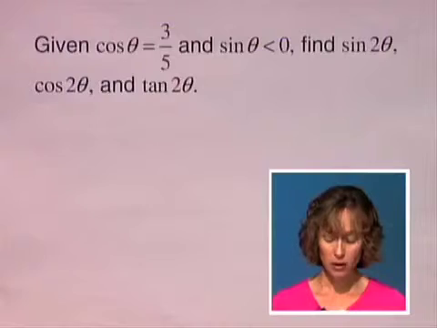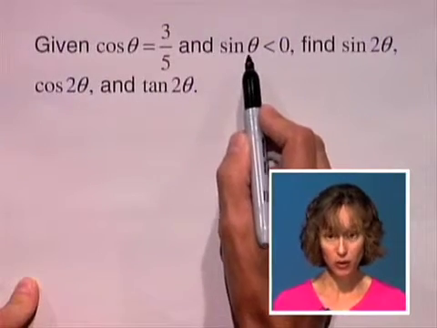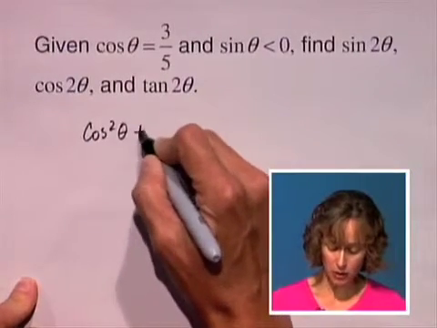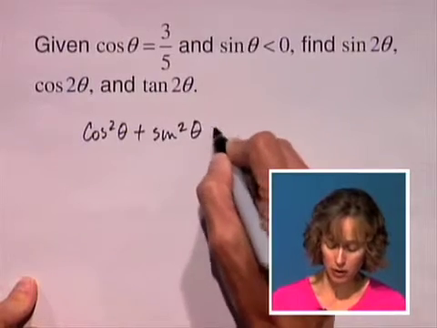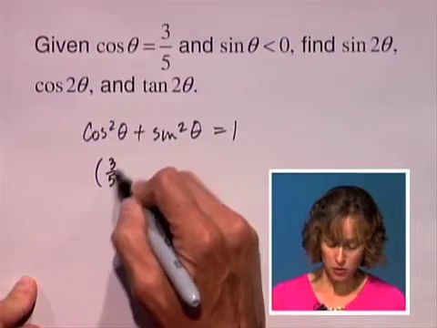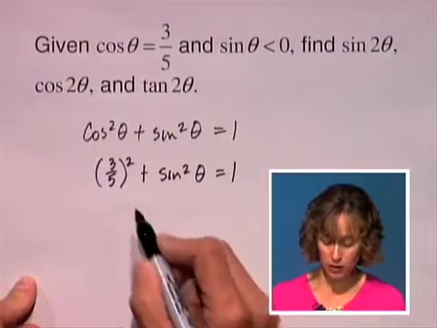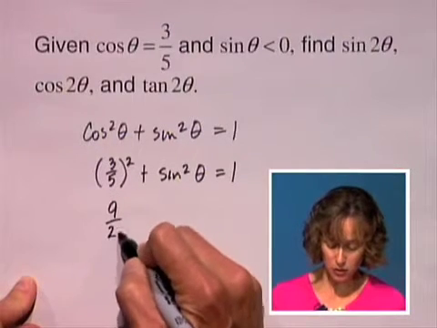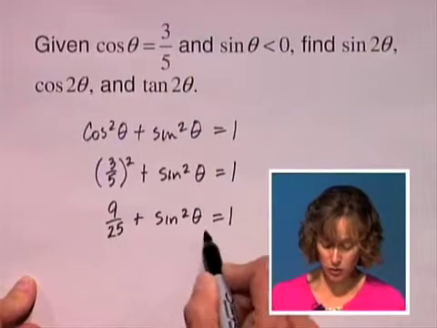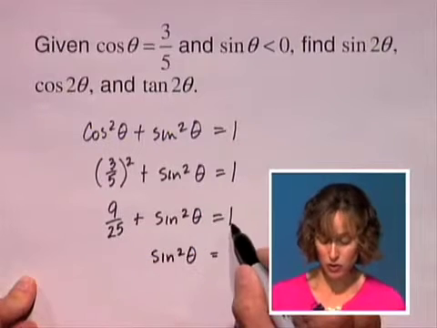To begin with, given cosine theta is 3/5, we need to find the numerical value for sine of theta. Using the Pythagorean identity, cosine squared plus sine squared equals 1. For cosine, I'm going to put 3/5. So I have 3/5 squared plus sine squared equals 1. 3/5 squared is 9/25 plus sine squared theta equals 1.